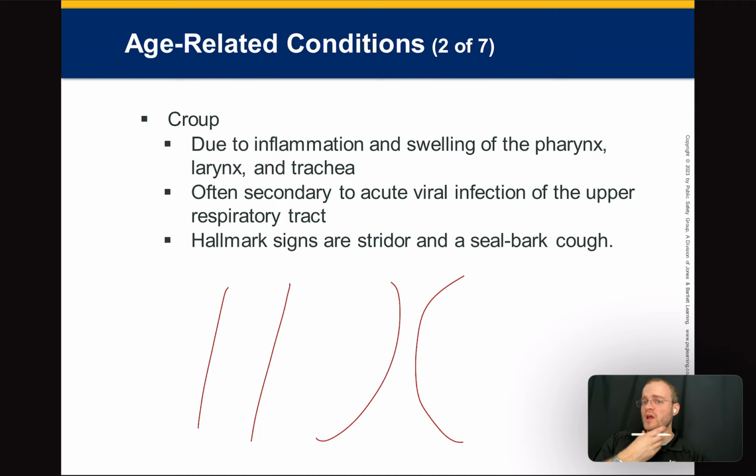And so basically it's swelling of the pharynx, larynx, and trachea. It's often due to a viral infection, and it's the upper respiratory tract, but it's not necessarily the upper airways, but it is the upper respiratory tract. Remember, the upper airway is the larynx and up. So basically, the hallmark sign is stridor, okay? And they'll have a seal-bark cough. I'm not going to replicate that again, but a stridor. So stridor sounds like this.